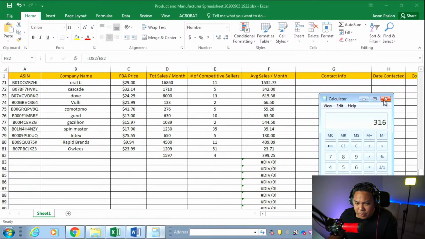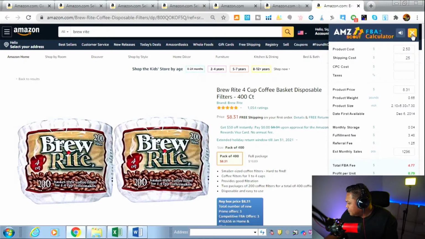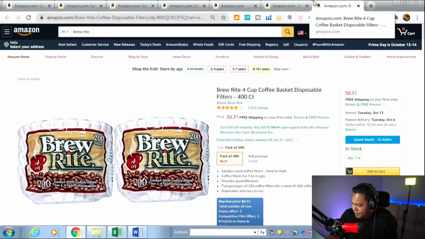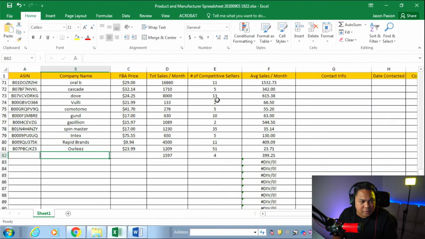So it's worth it. We'll keep that on the list. All right, we'll keep this on the list. Actually, we forgot to add the ASIN on here. So from here, let's copy the ASIN. This is the brand name. FBA price is $831.